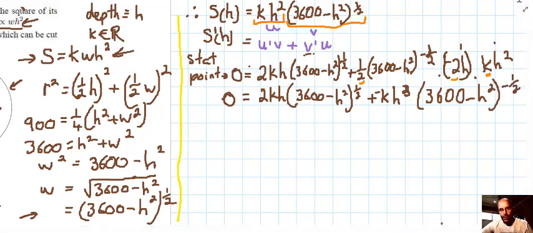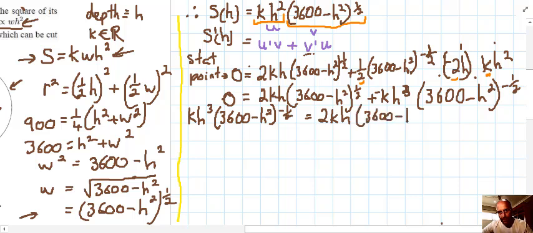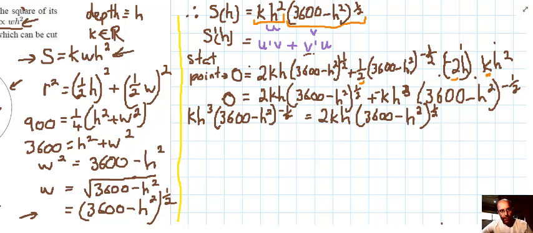So what I'm going to do is rearrange now the negative term here on the right hand side. I'm going to add that to both sides, effectively making the left hand side equal to KH cubed times 3600 minus H squared to the negative 1/2, and that equals what's left over on the right hand side, which is the first term of the line above, 2KH, and that's all raised to the power 1/2. Alright, so that's a squared there. Okay, so we can divide or cancel with things that are common to both sides there. So there's a factor of K, there's a factor of H to the power 1, which will knock that down to H squared.